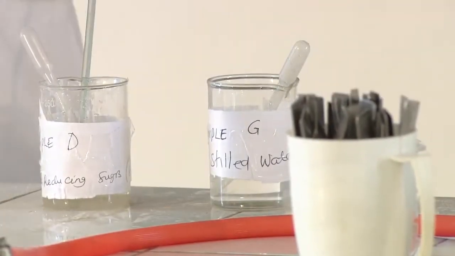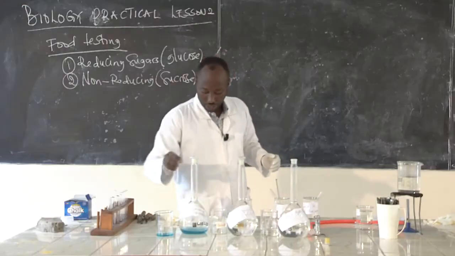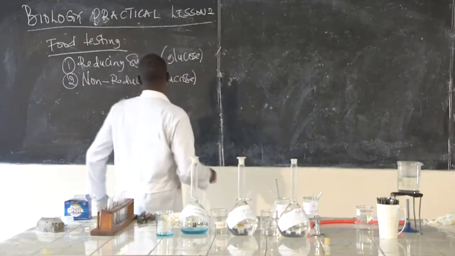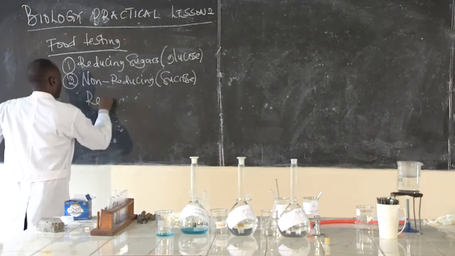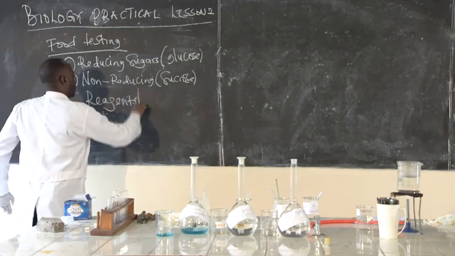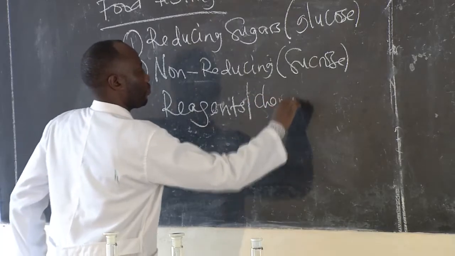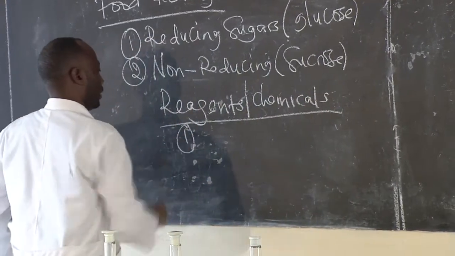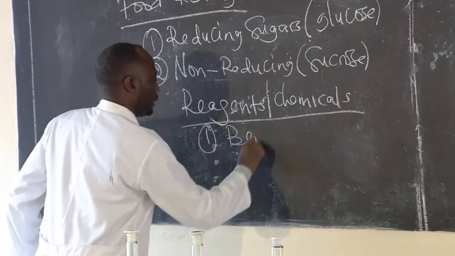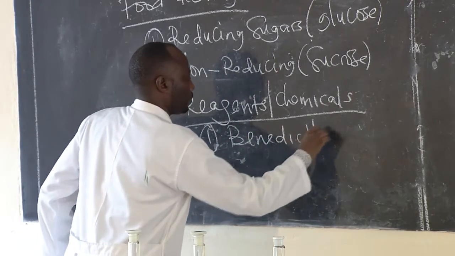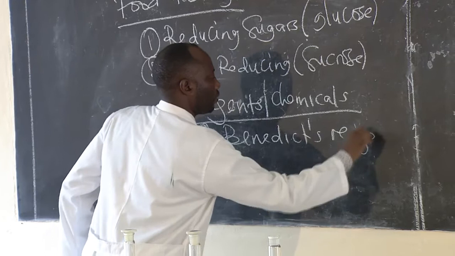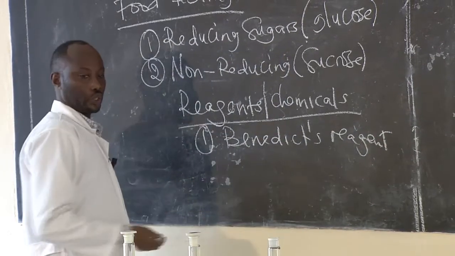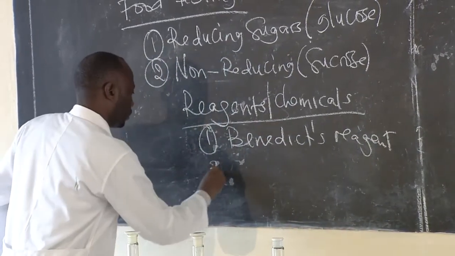I'll be using chemical reagents. Let me just write the reagents that we are going to use. Reagents, or we can call them chemicals that are going to be used. I'm going to use, one, the Benedict's reagent, or you can call it a solution.